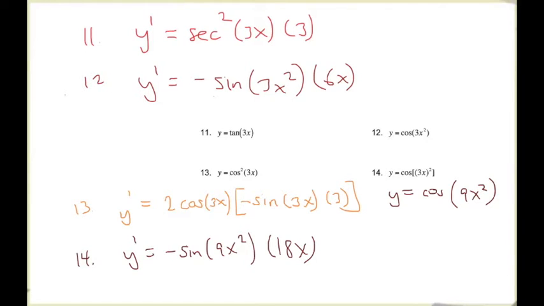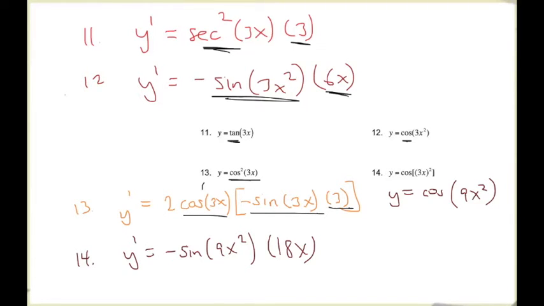We've got the derivative of the tangent is the secant squared, chain rule. For number 12, derivative of the cosine is the negative sine, chain rule. For number 13, we've got a product rule, or I'm sorry, a power rule on the outside. So 2 times that quantity to the first. And then we've got a chain rule. And then we've got another chain rule nested within.